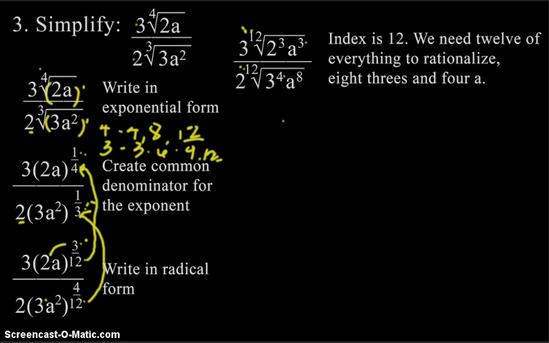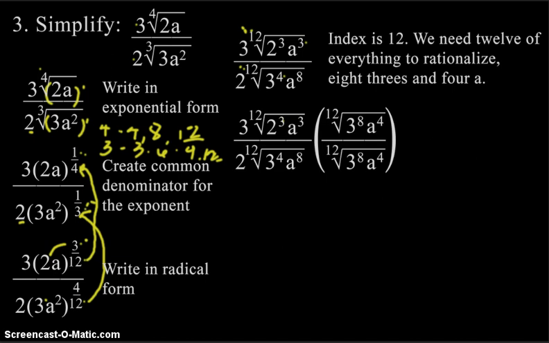So, ang index is 12. So, kailangan natin ng 12 of everything to rationalize the denominator. So, meron na tayong 4 na 3 at meron na rin tayong 8 A. So, dito sa 3, kailangan pa natin ng 8 na 3. At dito sa A, kailangan pa natin ng 4 na A.